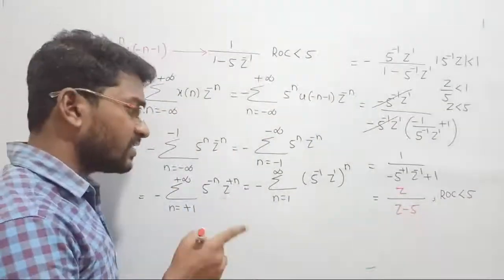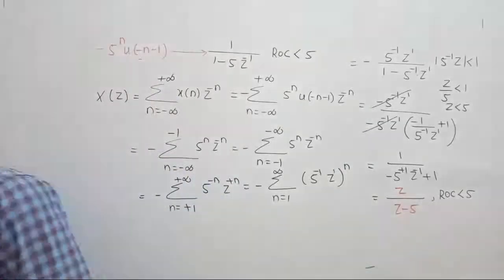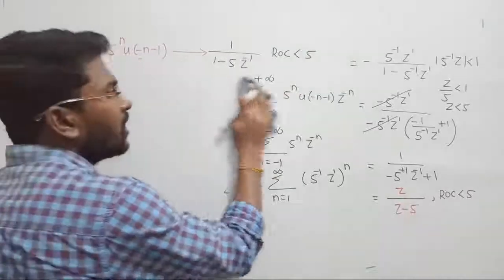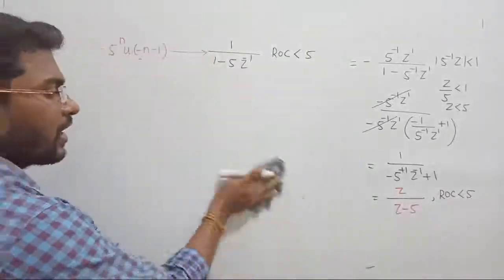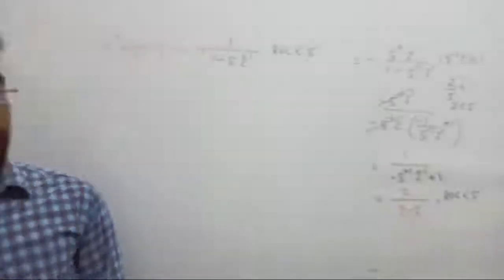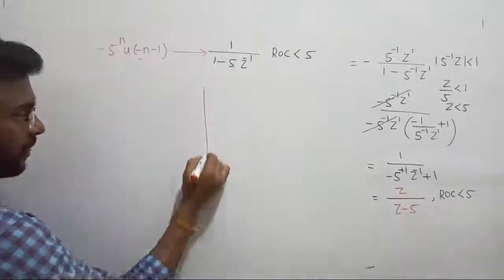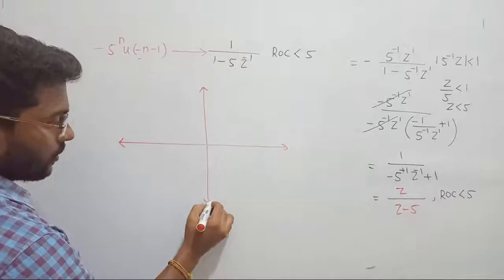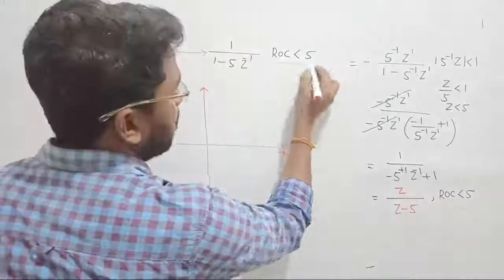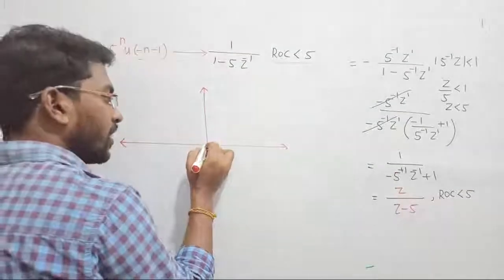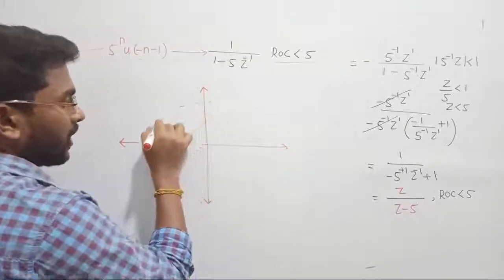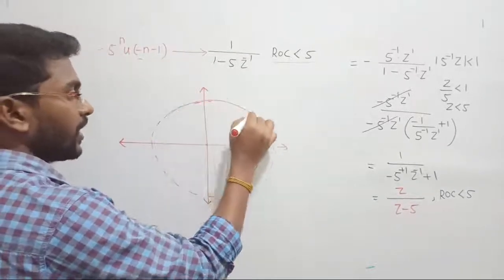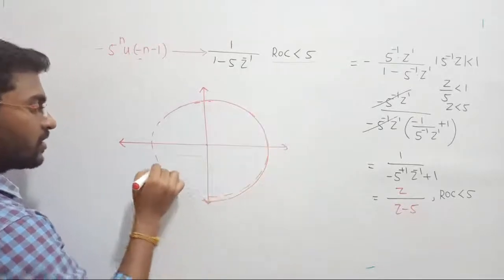Now whether the system is stable or not, if you want to know the stability, then you have to draw the region of convergence and test whether the unit circle lies under the ROC or not, right? Let us see. Let me draw the region of convergence. Now when I am drawing the region of convergence for the given signal, ROC is less than 5. Take a compass, from the origin make a radius of 5 to make a circle, right? So the radius is 5 and we are making this circle here.